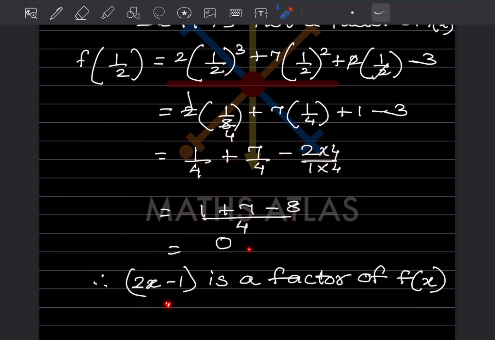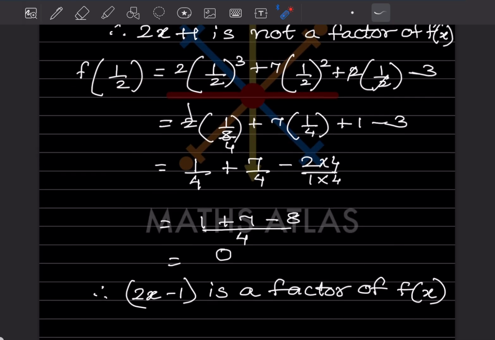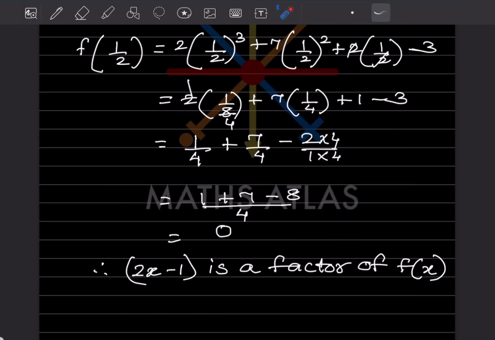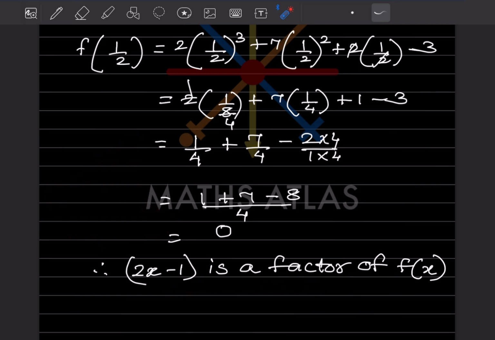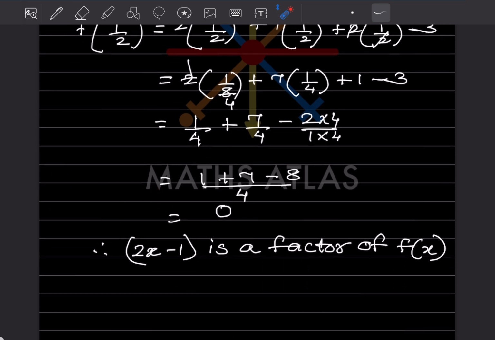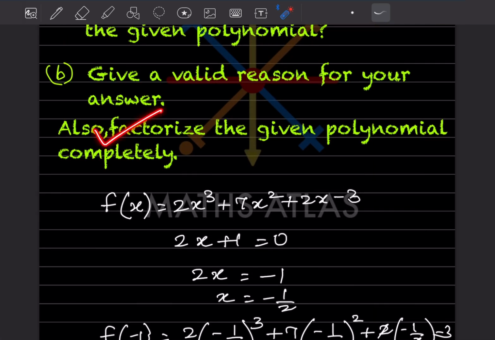So what we can say here is that 2x plus 1 is not a factor. Here we can see 2x minus 1 is a factor of f of x, meaning 2x minus 1 is equal to 0, means 2x is going to be 1. So x is going to be 1 by 2. So we can say 2x minus 1 is a factor of f of x. Now they said that we have to factorize the given polynomial.